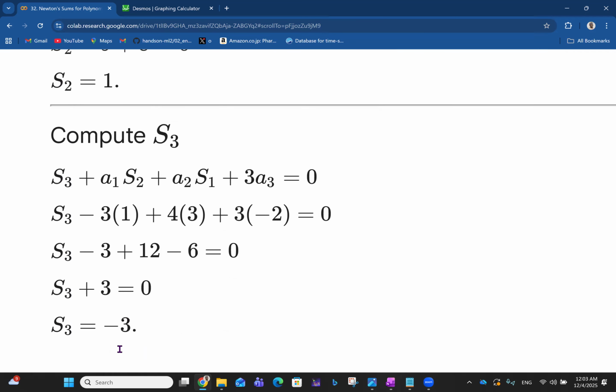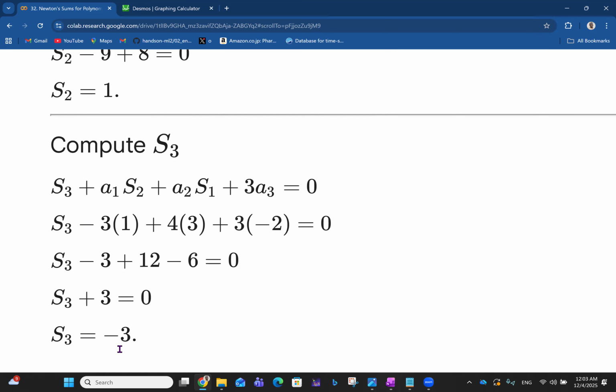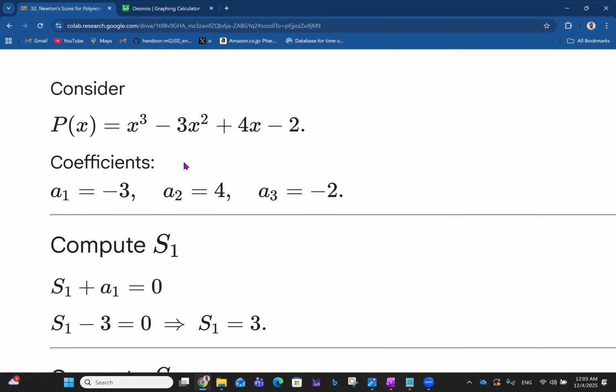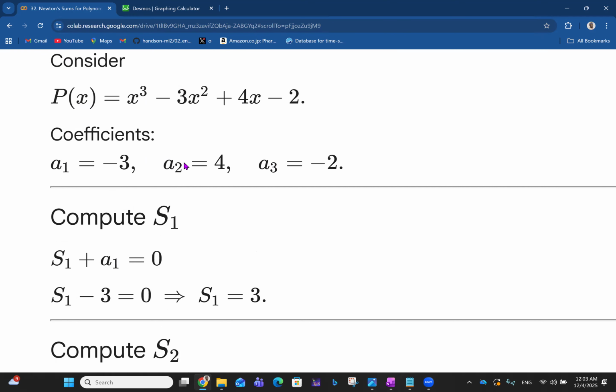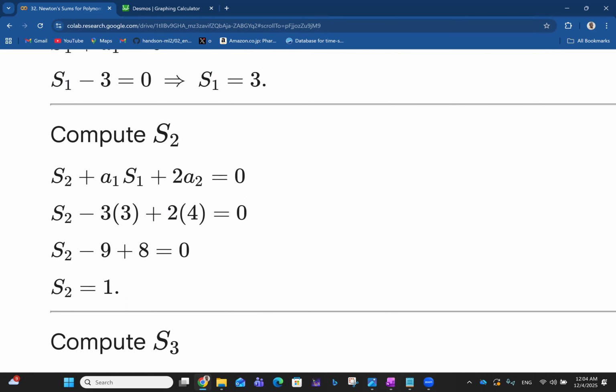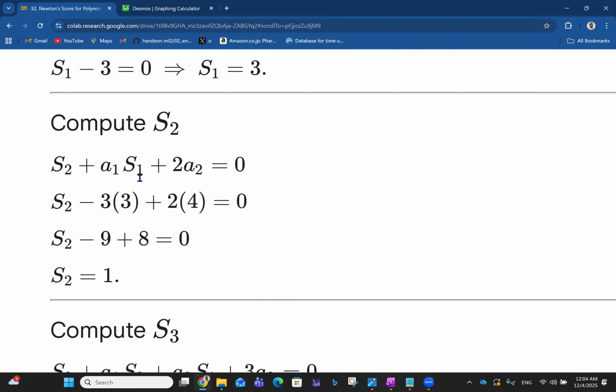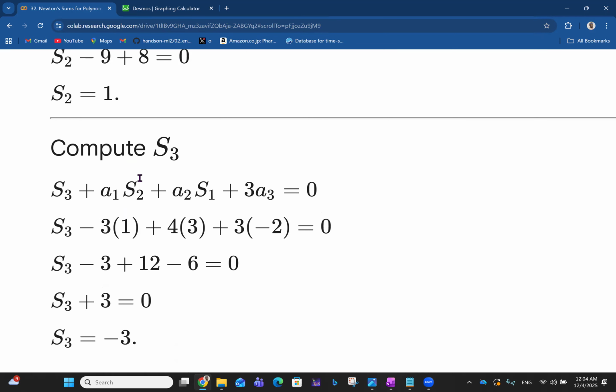Then we can go for S3 again. For S3, that'll be S3 plus A1 S2 plus A2 S1 plus 3A3. So now I think you can see a pattern already. For S1, we have two terms, that's S1 plus A1. For S2, we have three terms: S2, A1 S1, then 2A2. So everything will end with that K and AK. Then for S3 now, you're going to have three terms plus 3A3. And what are the three terms?